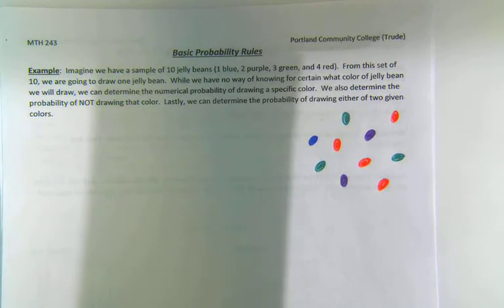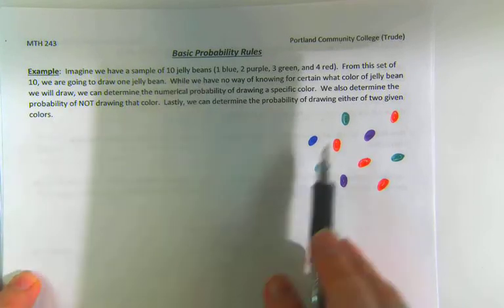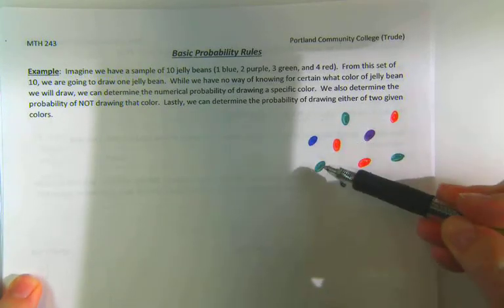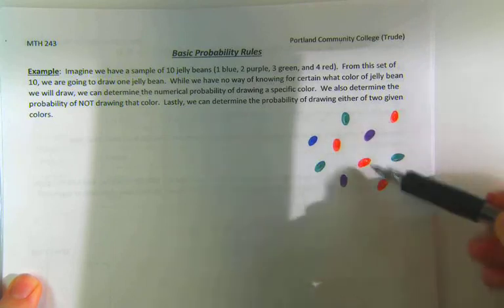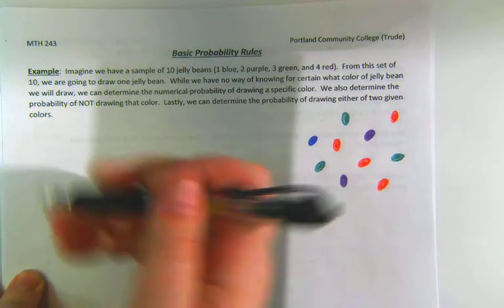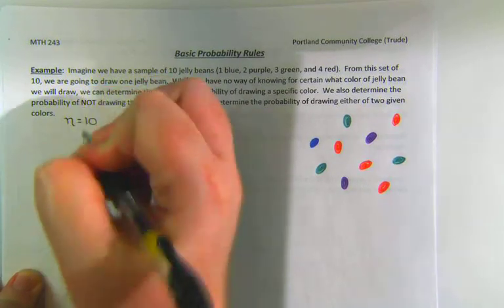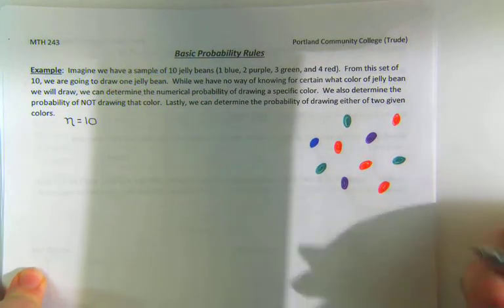What we're going to do here is start off by looking at some different probability rules. So when calculating probabilities, we're looking for the probability of a certain event occurring. In this example, we're going to have 10 jelly beans: 1 blue jelly bean, 2 purple jelly beans, 3 green, and 4 red. So we have this total sample size. Remember, our notation for sample size is n. So we have these 10 jelly beans.